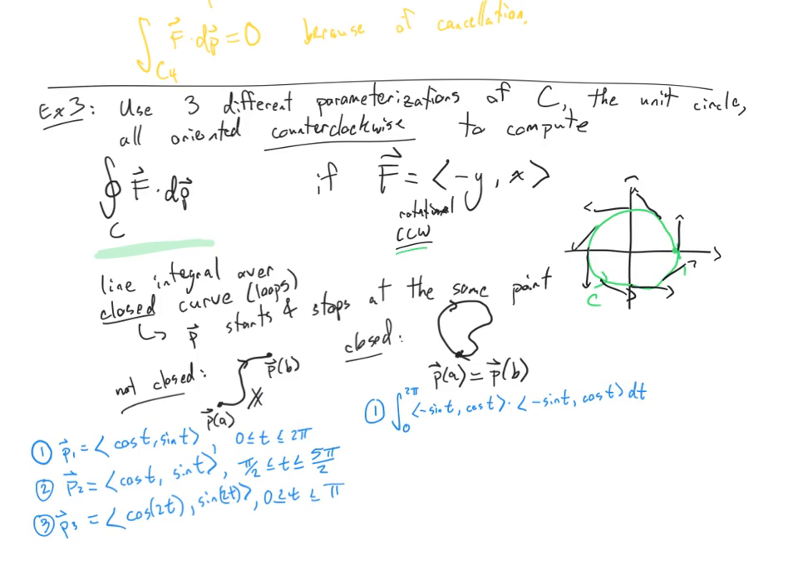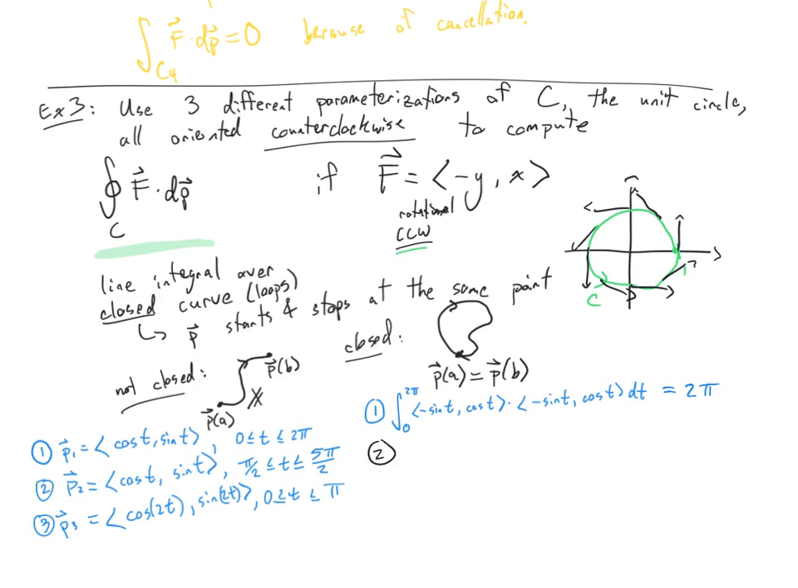So for the first one, if I plug into f, my minus y term becomes minus sine t. My x term becomes cosine t. And here's my derivative of p1, so it's minus sine t, cosine t. If you take this dot product, you'll get sine squared plus cosine squared, so that's just 1. So I'm integrating 1 dt from 0 to 2 pi, which is nice and easy. I just get 2 pi, because that's the length of the interval.